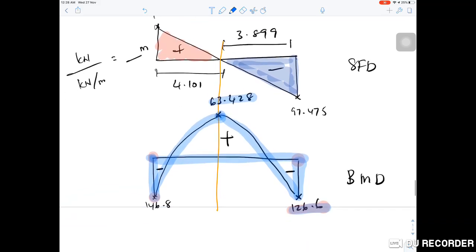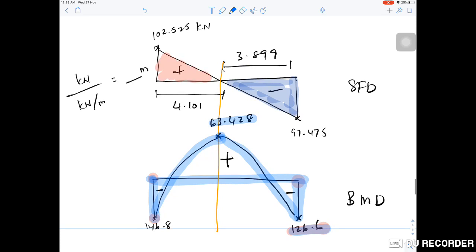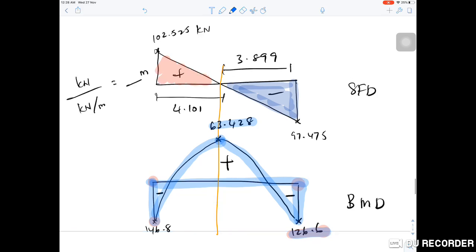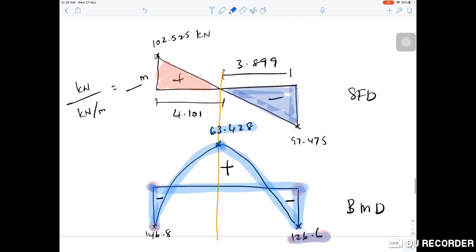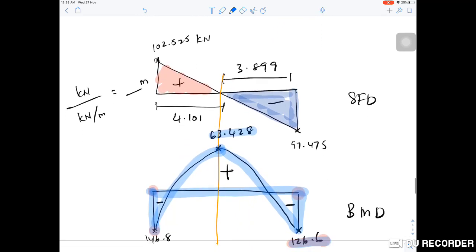Okay, I hope this example will help you all to draw the shear force diagram and bending moment diagram. Okay, you may try the other example.